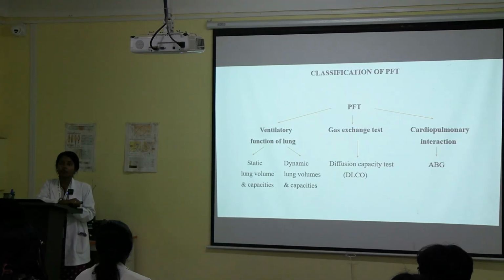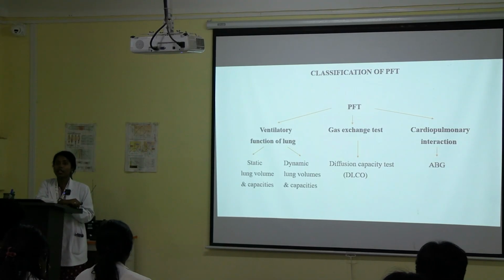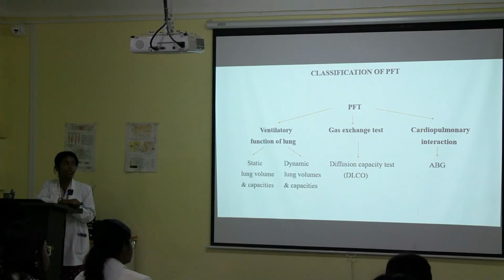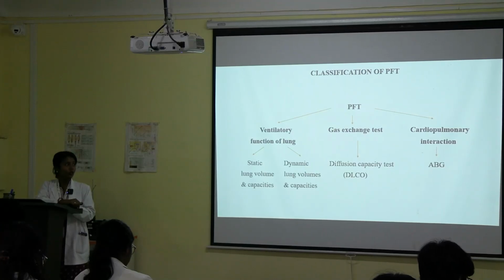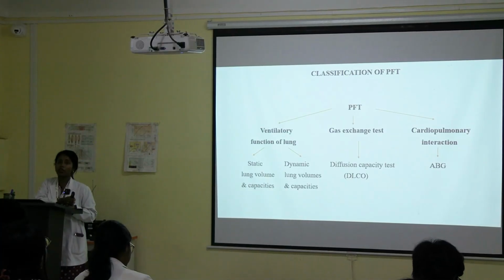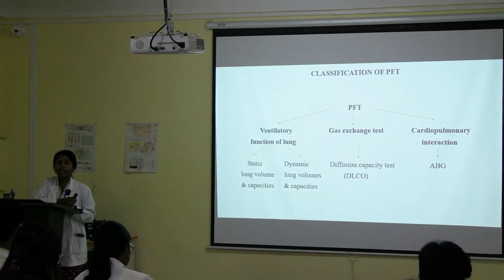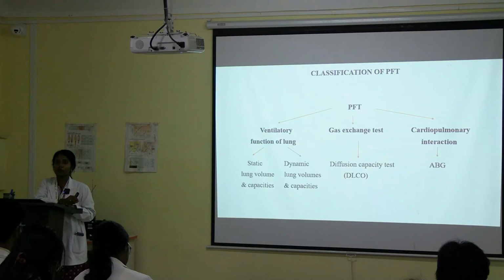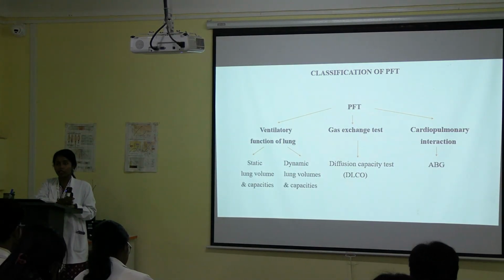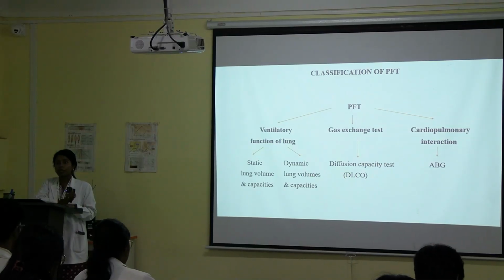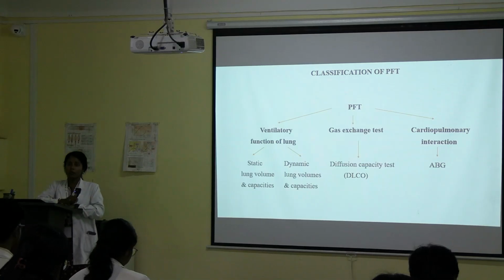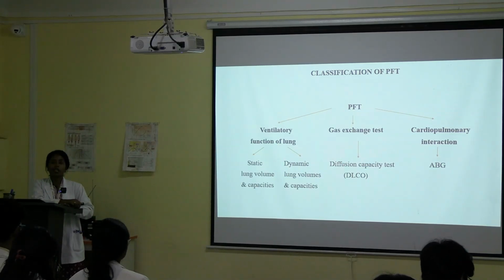You have to first know the difference between static and dynamic. Static means there is no time consideration, so it is expressed only in milliliters or liters. And dynamic means there is consideration of time, so it can be expressed as milliliter per second or in seconds. So you can name FEV1, forced expiratory volume in 1 second, FEV2, FEV3, MVV. Those are your dynamic lung volumes.